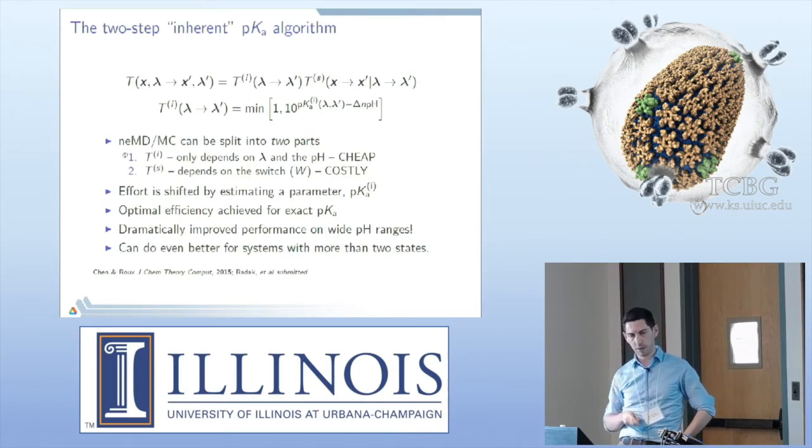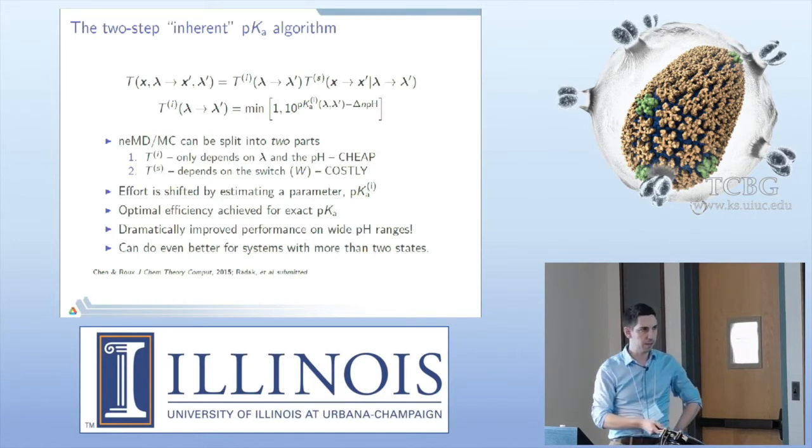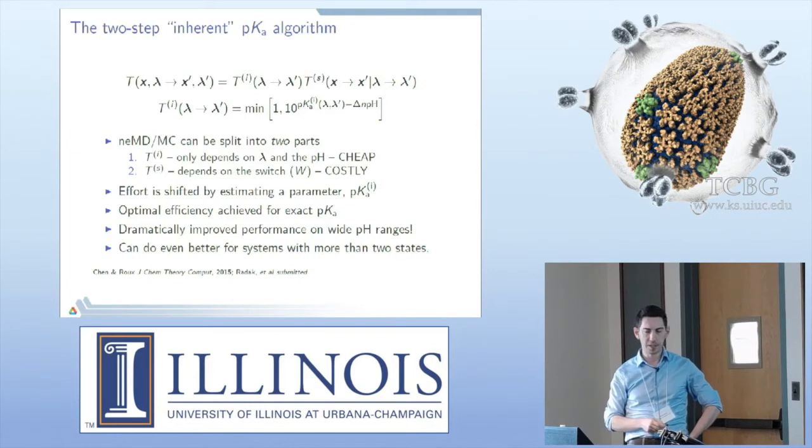The trick to rejecting fewer trajectories was a trick by Yanji Chen, who was a grad student with Benoit. He came up with this so-called two-step inherent pKa algorithm, and the trick was that it's very easy to compute the pH-dependent part of that Metropolis criteria. So I split the transition operator into two pieces: one which only depends on the protonation state and the pH, and one which depends on both that and the work, which is the expensive part. I have a very inexpensive part and a costly part, which I can't avoid doing, but I'd like to be as sure as possible that I'm going to get acceptance out of that.